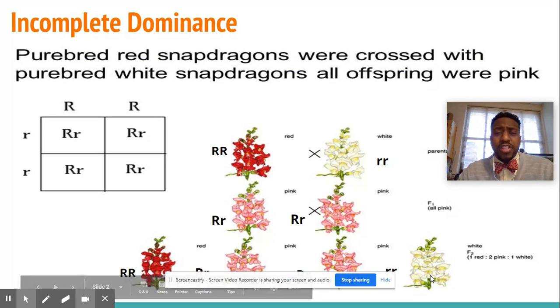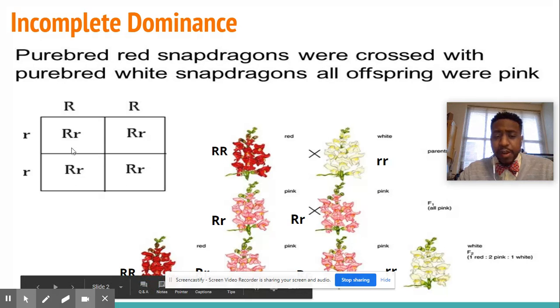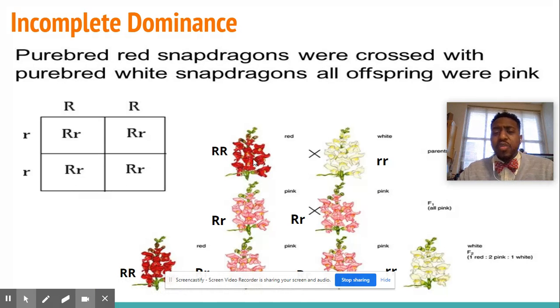So we have purebred red snapdragons crossing with purebred white snapdragons. Sometimes purebred can be called or considered true breeding, because you have a homozygous parent. Now, in this case, you have homozygous dominant and homozygous recessive here, and they're going to be creating your heterozygous offspring. You can see here in the Punnett square.